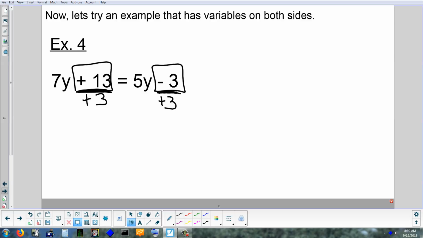Why couldn't I add the 3 to the 7y? Matt, what do you think? Why couldn't I add the 3 to the 7y? Because it's not a like term. Yeah, it still works even when you're moving stuff around. They have to be the same to combine them together. They're not, so I can't do it. Okay?